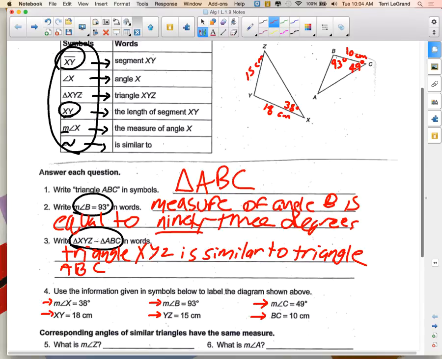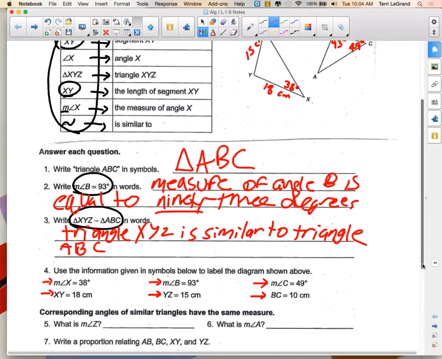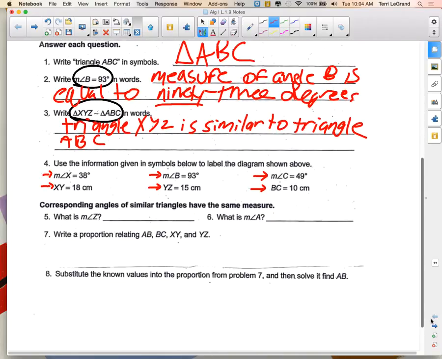Okay, so now, since they said right here, well, they kind of said right here, we have that triangle XYZ is similar to triangle ABC. There's lots of things we can now assume, right? So, corresponding angles of similar triangles have the same measure. What does corresponding mean? Corresponding, right? They're the same. Well, same what? Same shape. Well, yeah, that's what they're saying here.